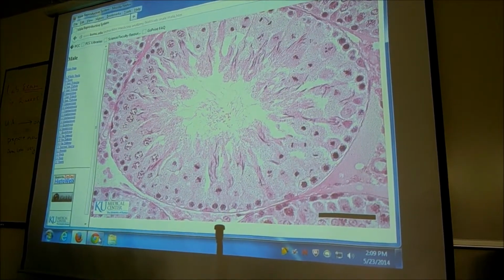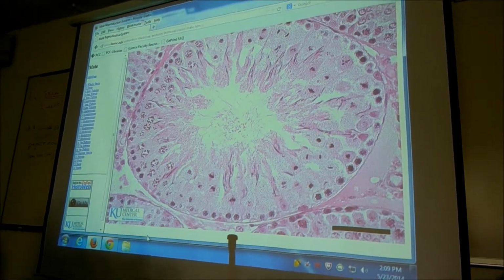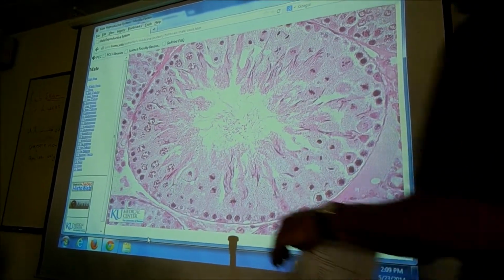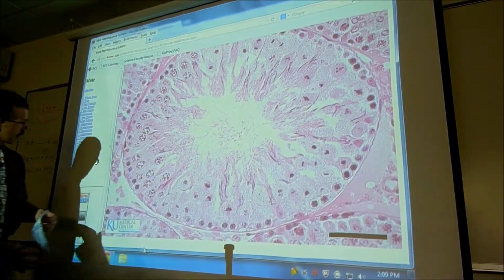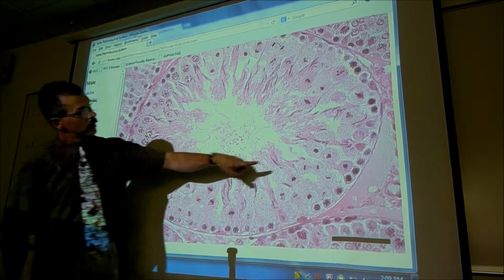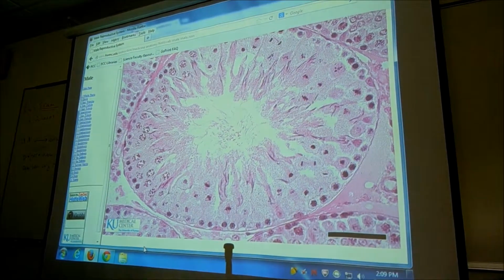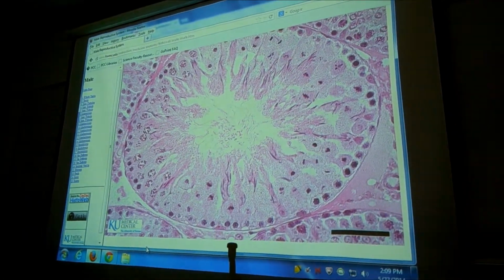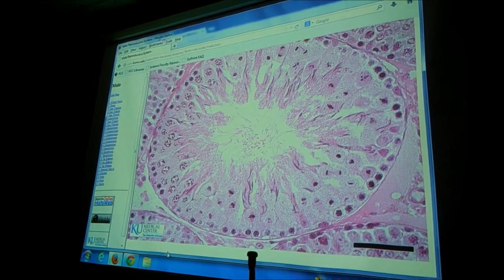Can I ask a quick question about that slide? Sure. Was there an obvious sustentacular cell? That one. I'm going to go with those two. Sustentacular, Sertoli. I'll say those two. They just look odd. Usually they're pointy and triangular.